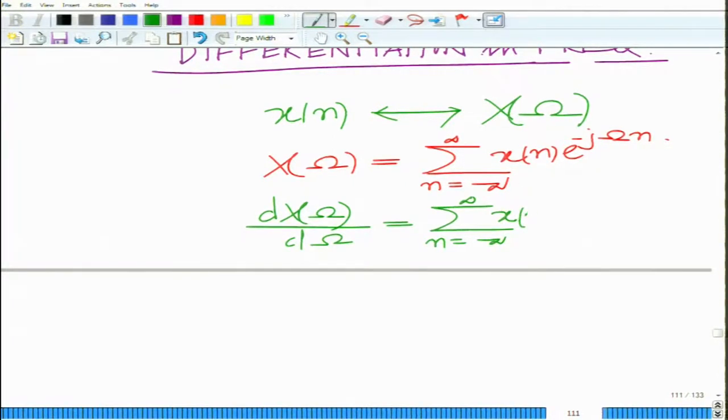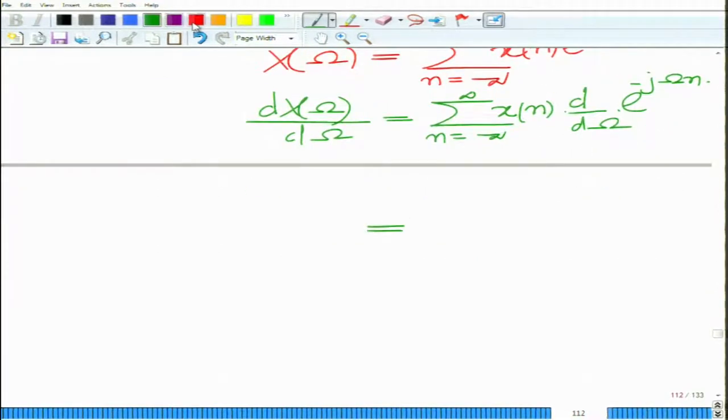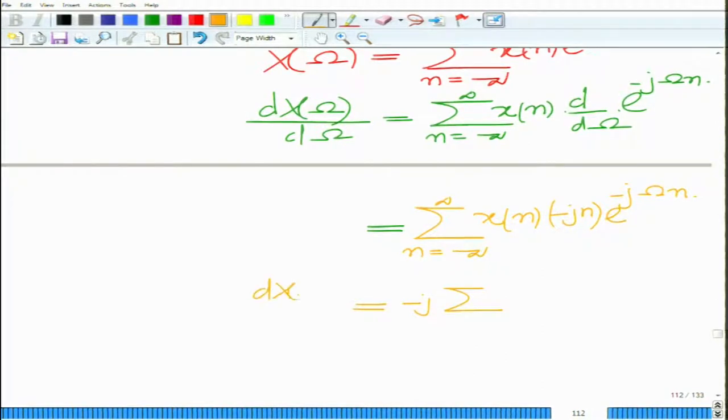If you take the differentiation sign inside, x n is a constant, that is the derivative d over d omega of e raised to minus j omega n with respect to omega, which is summation n equals minus infinity to infinity x n times minus j n e raised to minus j omega n. So dX omega over d omega equals minus j summation n equals minus infinity to infinity n x n e raised to minus j omega n.